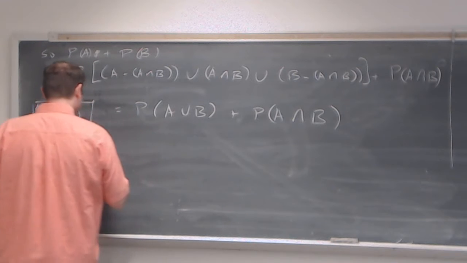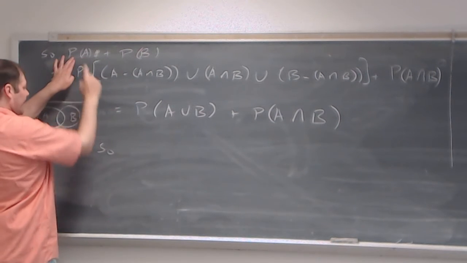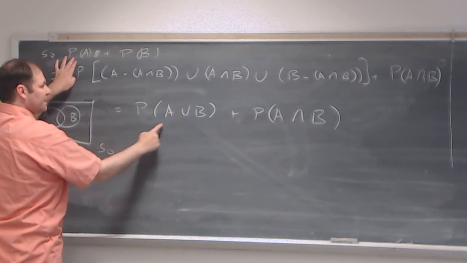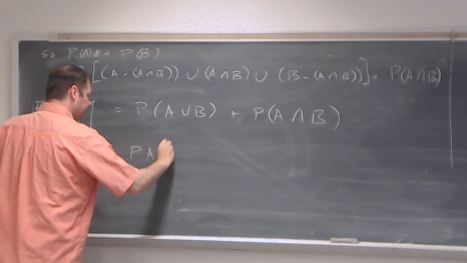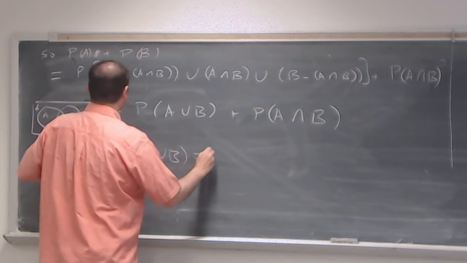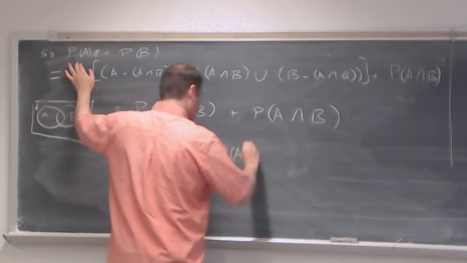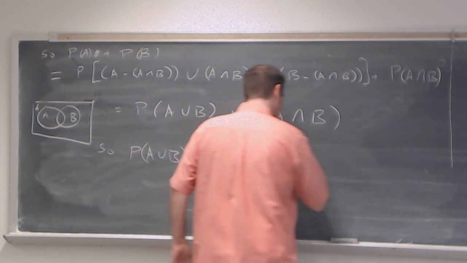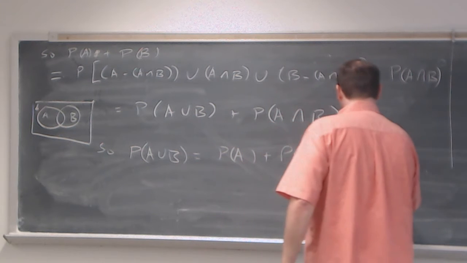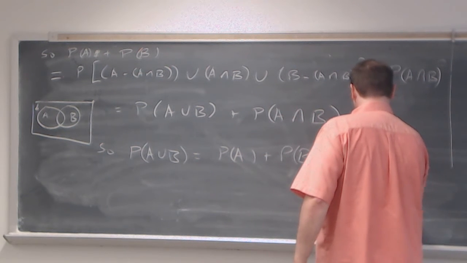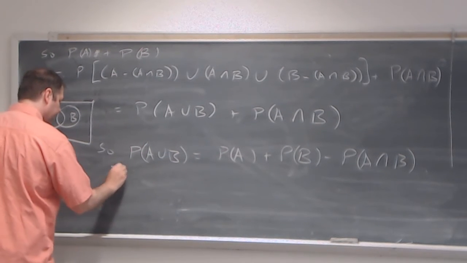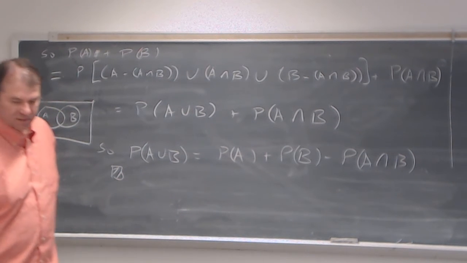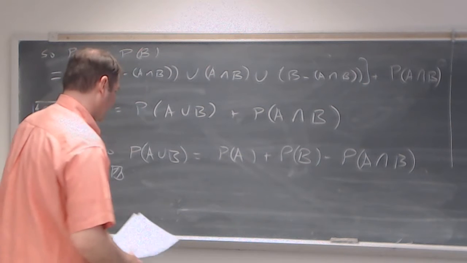All right. So if we look here, we have the probability of A plus probability of B is equal to this. So solving for the probability of A union B, we get that that's equal to the probability of A plus the probability of B minus the probability of A intersect B. So that ends that proof. What I want to do next is an example where we might use this.